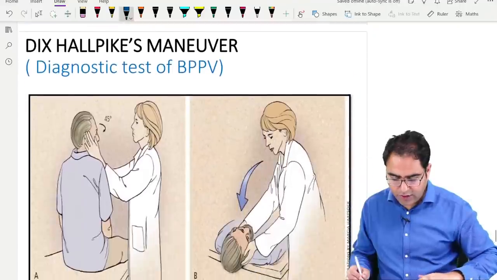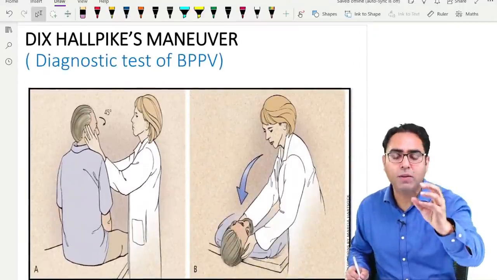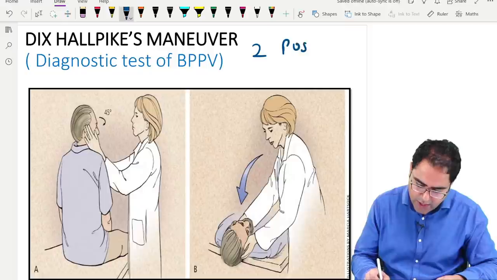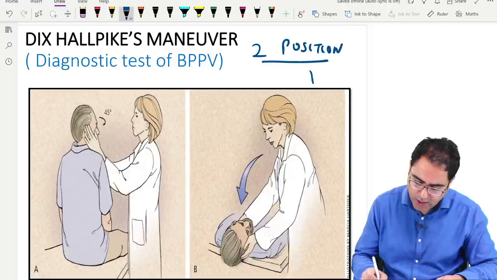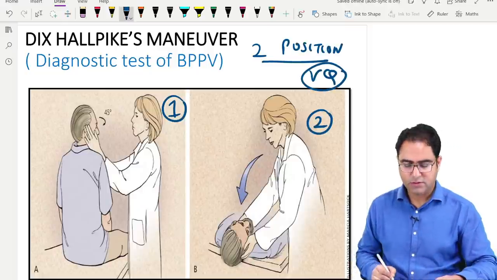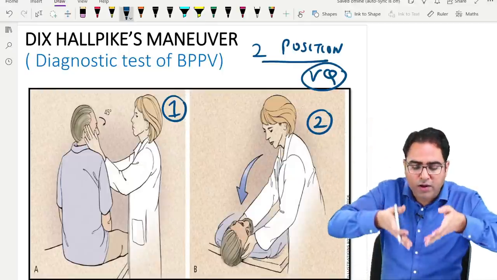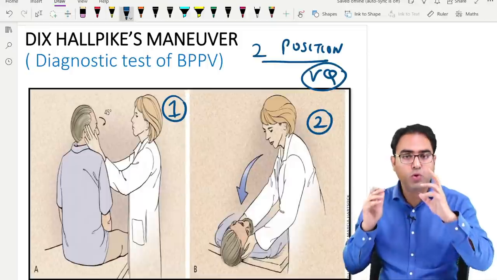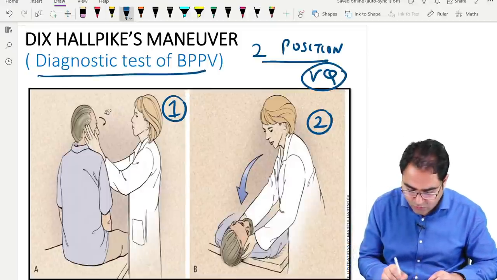Now, the diagnostic test of BPPV is the Dix-Hallpike maneuver or Hallpike maneuver, beta. It has two positions, beta. How to identify this for the visual question? It has two positions, one sitting, the other lying down, beta. So, bring the patient down and look for vertigo and nystagmus, beta. Okay? So, the Dix-Hallpike maneuver has two positions, beta. This is the diagnostic test of BPPV.